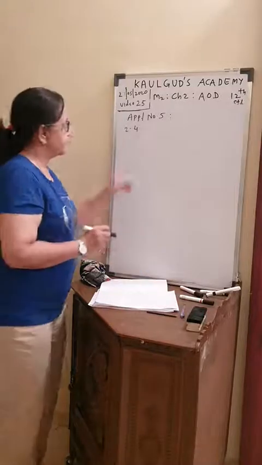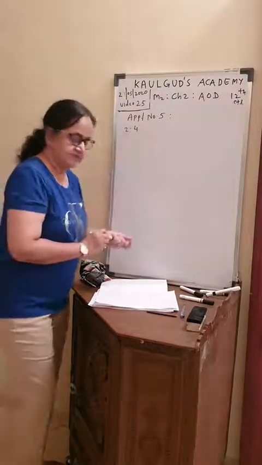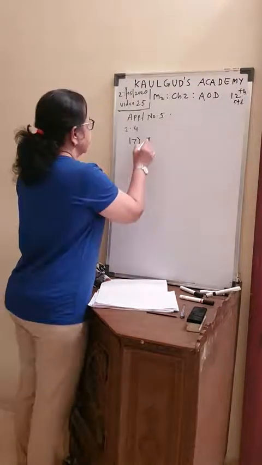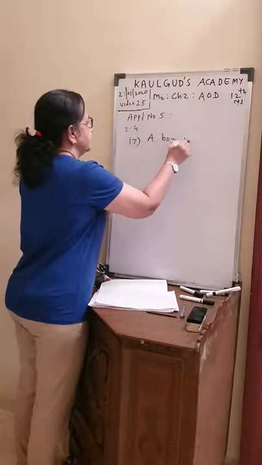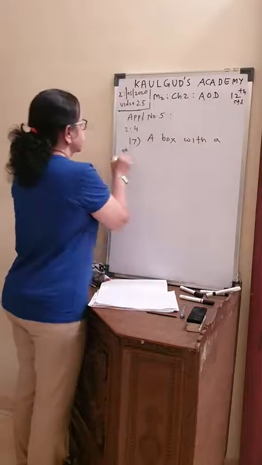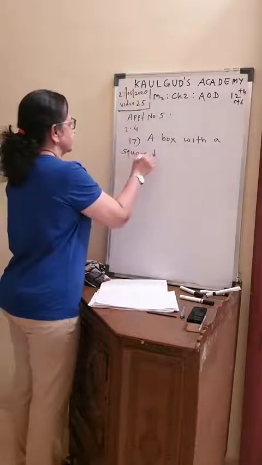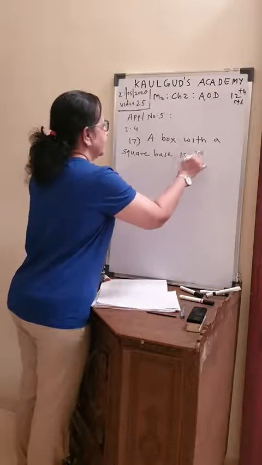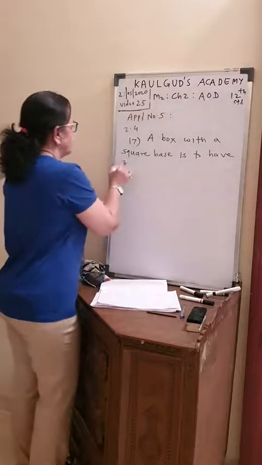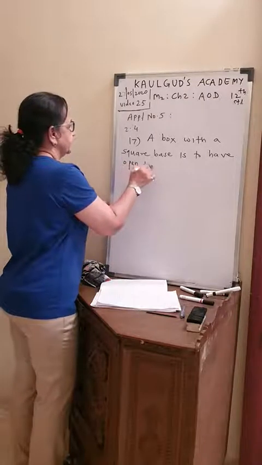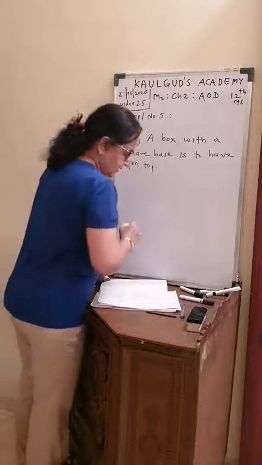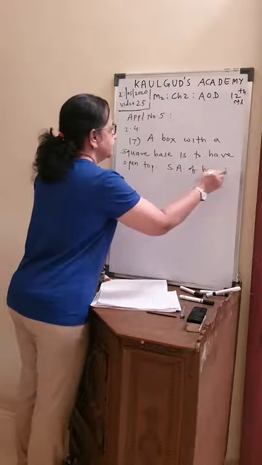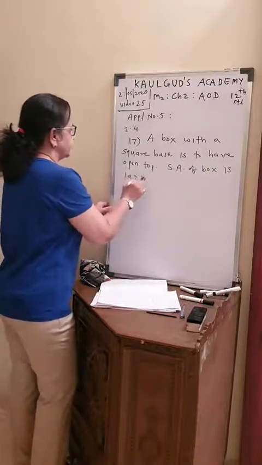Let us go ahead. Exercise 2.4, maxima and minima. Today we are doing the 17th problem. A box with a square base is to have an open top. The surface area of the box is 192 centimeter square.